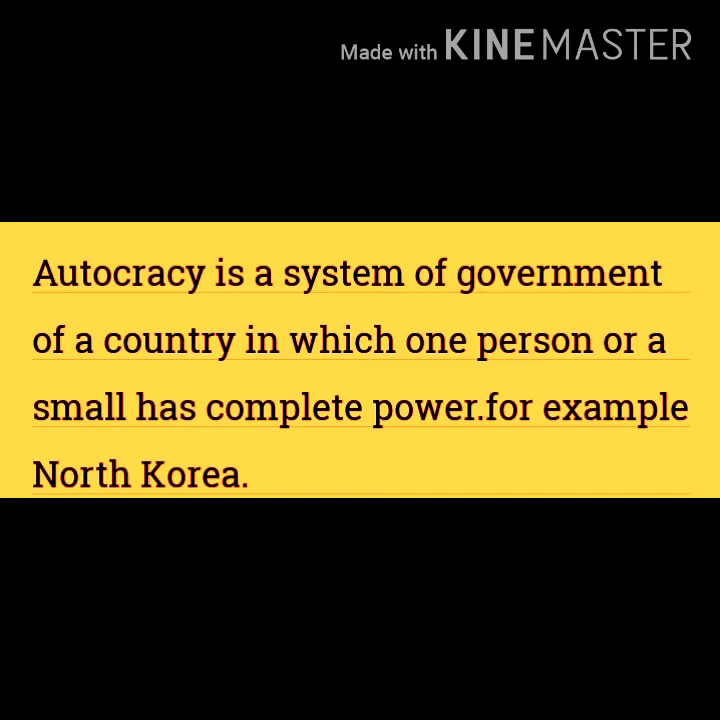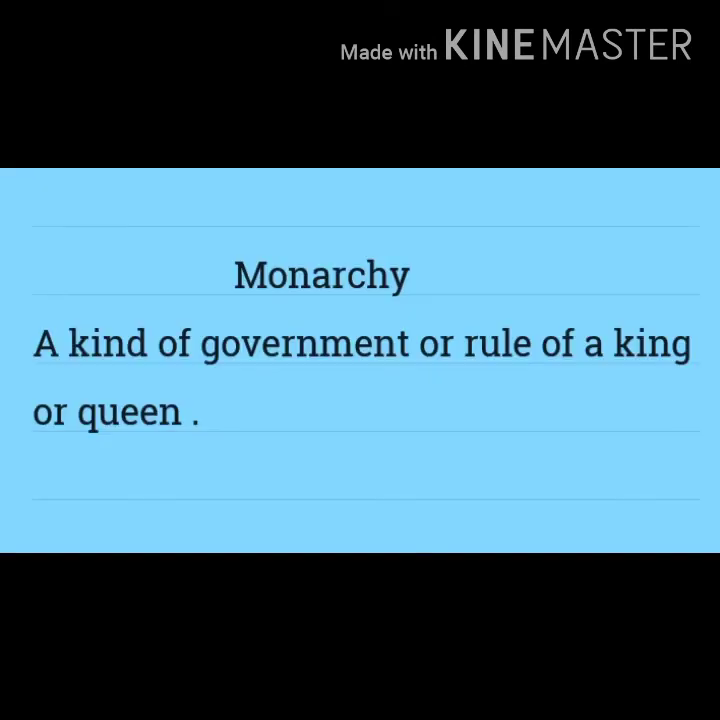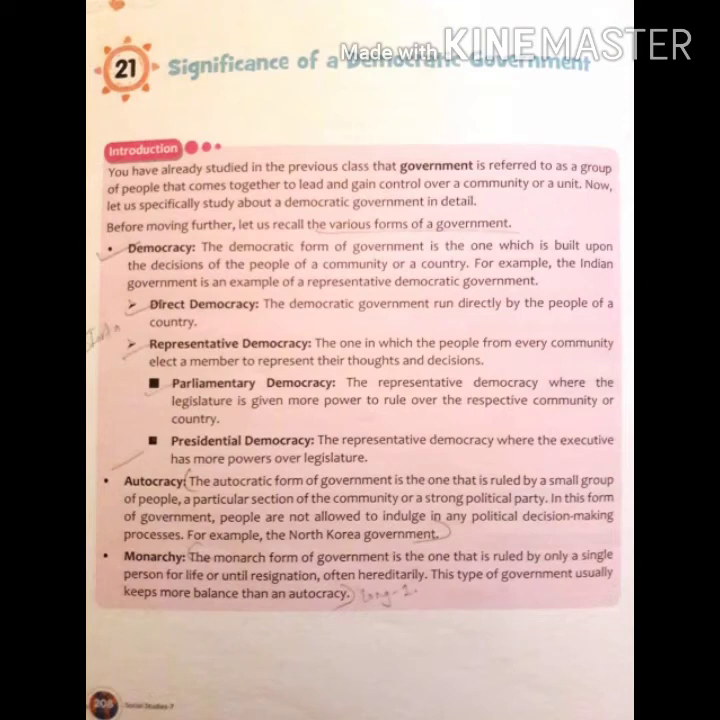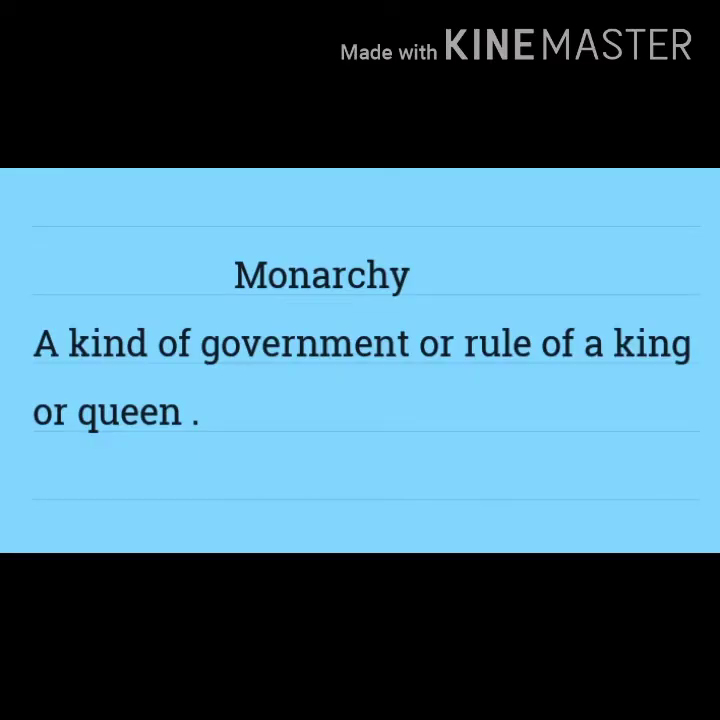Now the next type of government is monarchy. I think you know about monarchy. The monarch form of government is one that is ruled by only a single person for life or until resignation. In simple language, we can say that monarchy is a system of government or rule by a king or queen. A king or queen is a monarch.